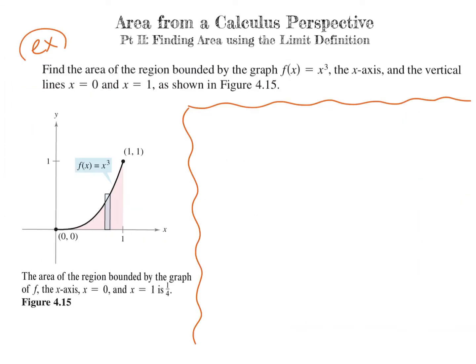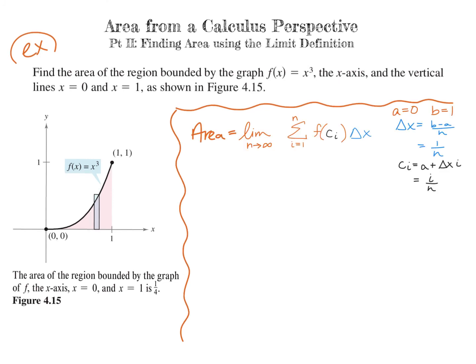In this example here, we want to find the area of the region bounded by the graph f of x equals x cubed between 0 and 1 and down to the x-axis. This one has already been drawn out for us, and we know the answer is going to be 1/4. We are going to find that 1/4 answer using the limit process.